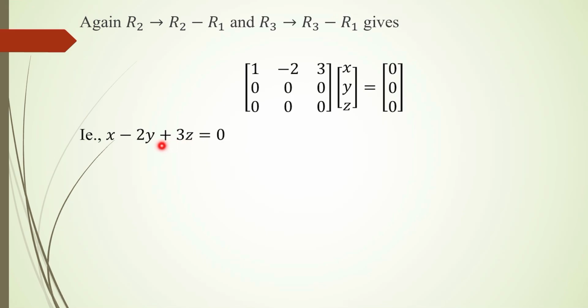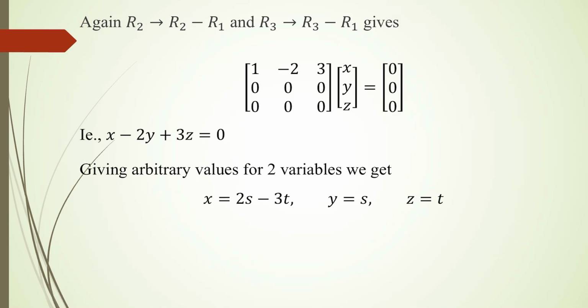So what I am going to do is, I will give arbitrary values for 2 variables. Say I will say that y is equal to s and z is equal to t. Some value s for y and some value t for z. Equivalently, I will get x is equal to 2s minus 3t. I can give arbitrary values for y and z, or for any 2 variables I can give arbitrary values. Then the value of the third variable will be determined automatically.